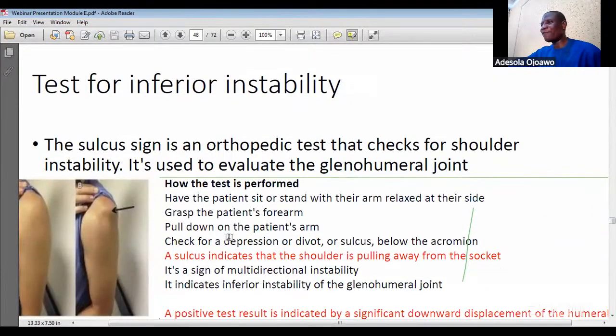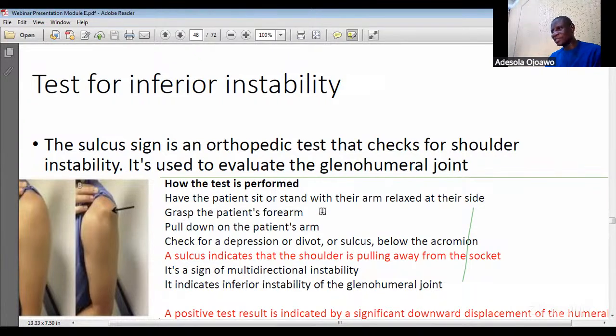Having tested for posterior instability, you have to test for inferior instability as well. This is what is called the sulcus test. The sulcus test gives an indication of the inferior stability of the shoulder joint. The sulcus test checks for shoulder instability and evaluates the glenohumeral joint.